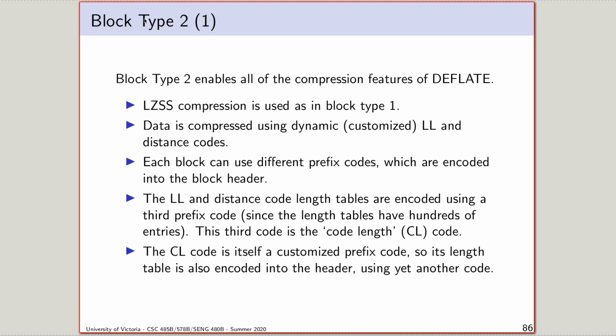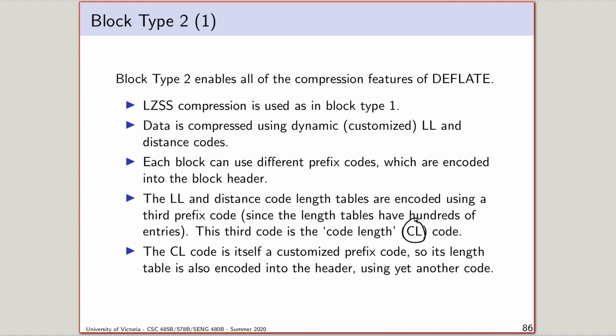I guess we could define a prefix code. We've used those before. We could encode our LL and distance code length tables using a different prefix code. We will call this the code length code. Now you can appreciate that because calling things code length codes is going to be a nightmare, I will just say CL, and we'll agree that it's better to use the abbreviation, the CL code.